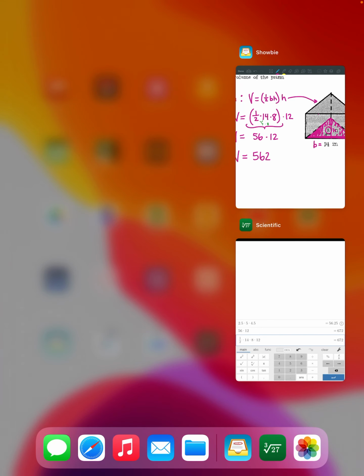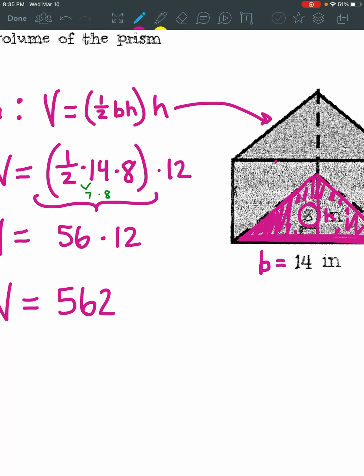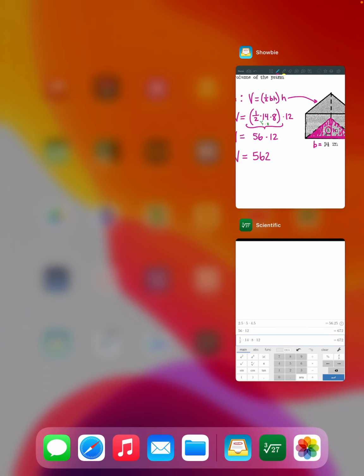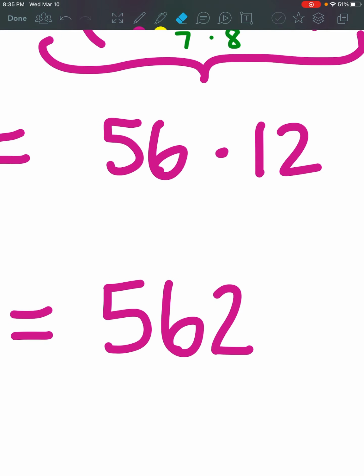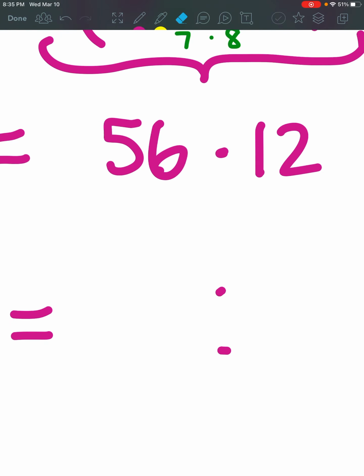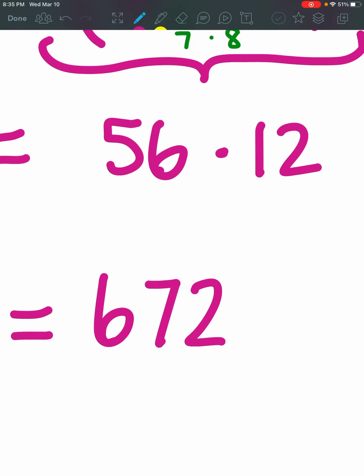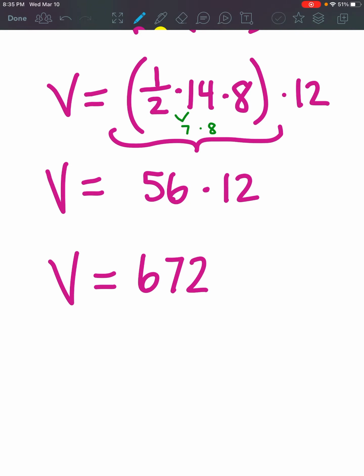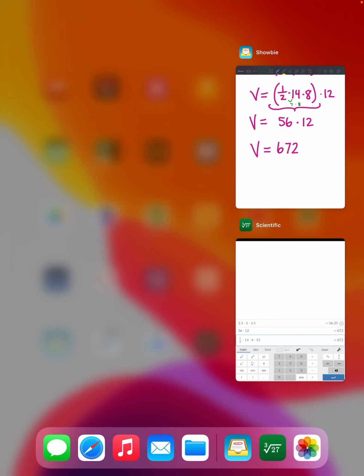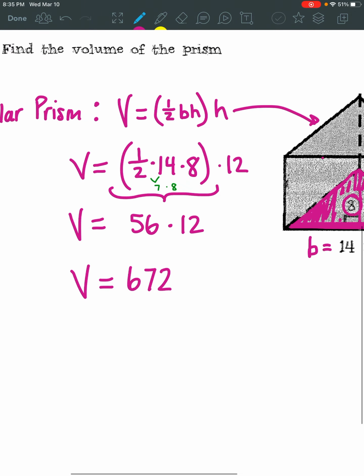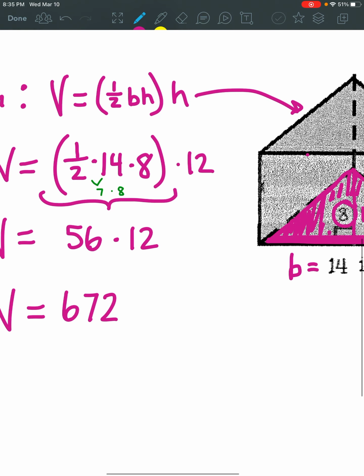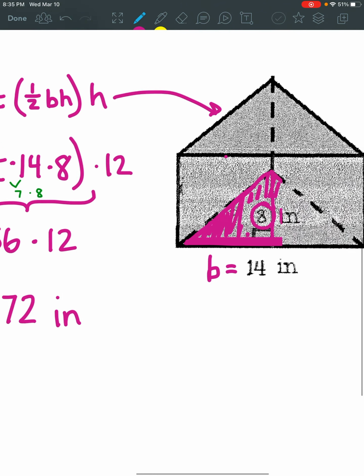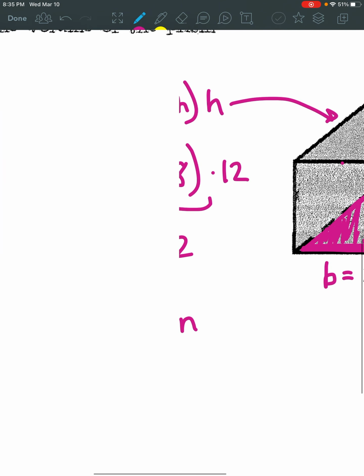We have it labeled, wow, I do not know where I got that 562. 672. I apologize. See, you can see even your teachers make mistakes. So 672, I was talking as I was filming and I thought, that doesn't seem right. And I want to double check. 672 is correct. And then our label is in inches, since that's what we have over in our diagram.